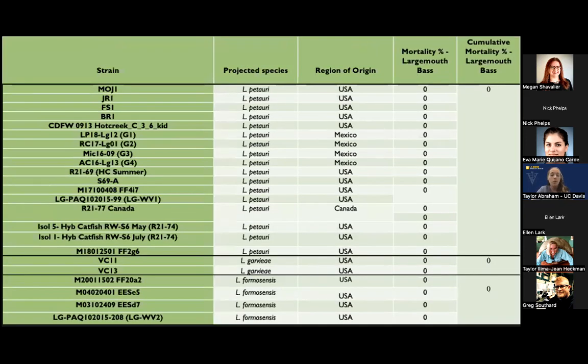For our largemouth bass, we saw no clinical signs of disease or mortalities throughout the entire 14 days, and only one from the L. petuarii group did test positive through bacterial isolation and qPCR at the end of the challenge.